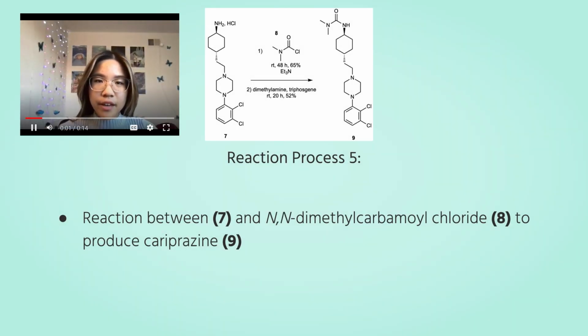The last step of this reaction involves reacting together compound 7 and 8 to produce compound 9, which takes a total of 48 hours. This involves a follow-up treatment using dimethylamine and diphosgene lasting for 20 hours.